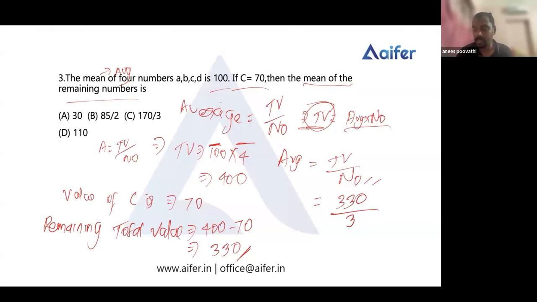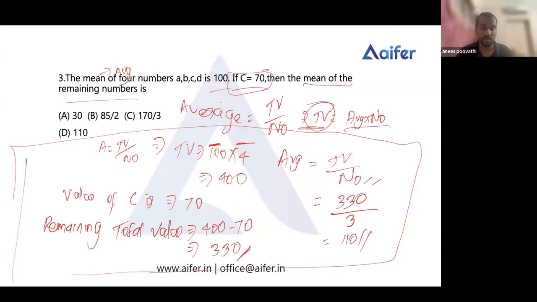The number of observations is 3 because out of A, B, C, D, one number, C, is being removed. They're asking the mean of the remaining numbers, which means C, which is 70, is removed. So we have 330 by 3, which gives us 110 as the correct answer. Sorry, 110.